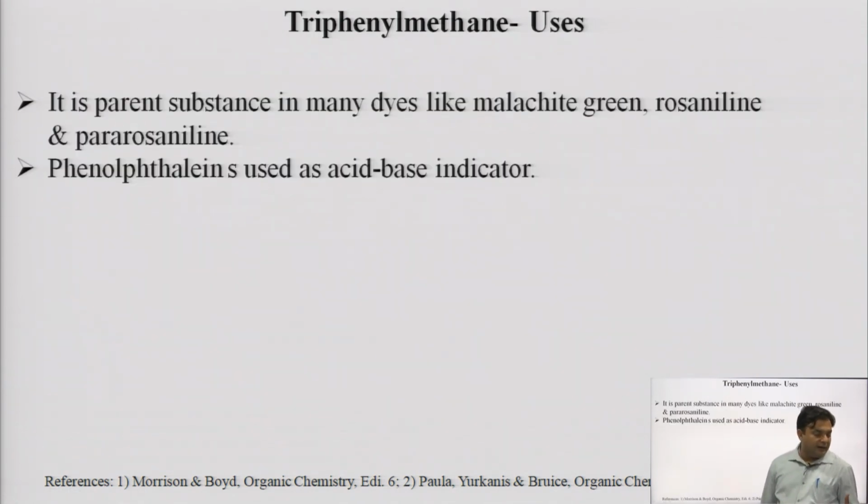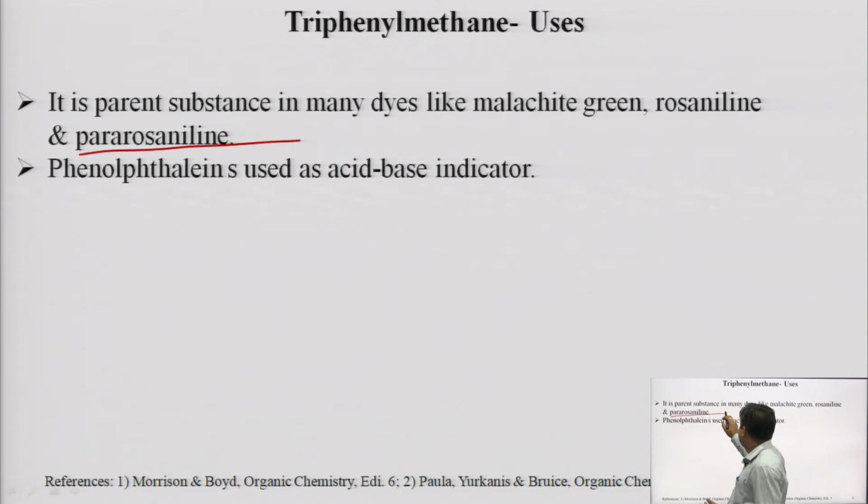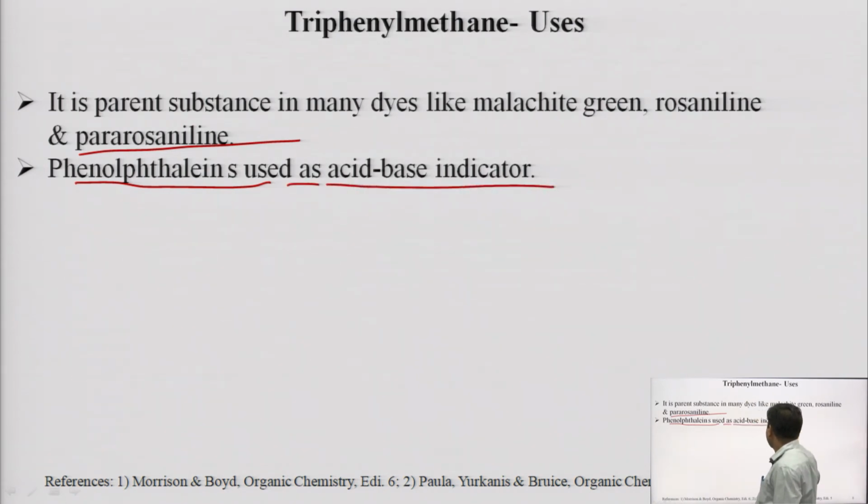Then it is a parent substance in many dyes, like you can see there malachite greens, and then rosaniline and pararosaniline. Then phenolphthalein, a very well known indicator. It also has a triphenyl methane moiety in the structure, and it is used as an acid base indicator.